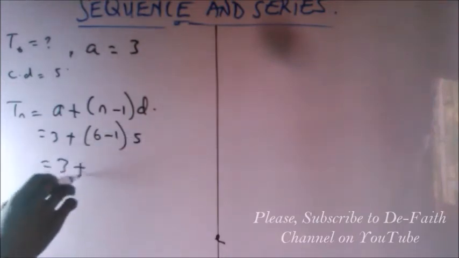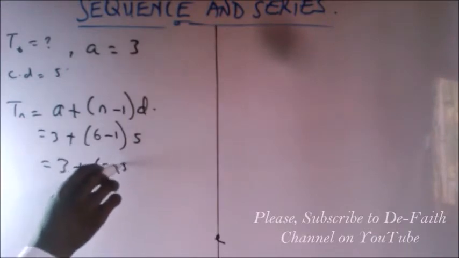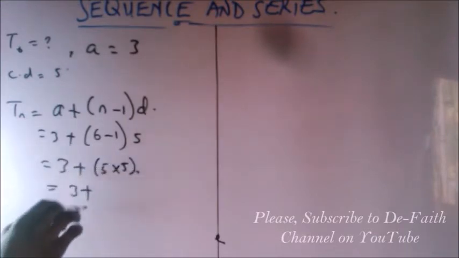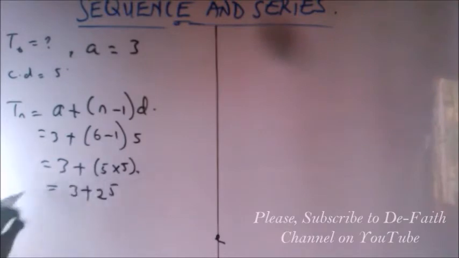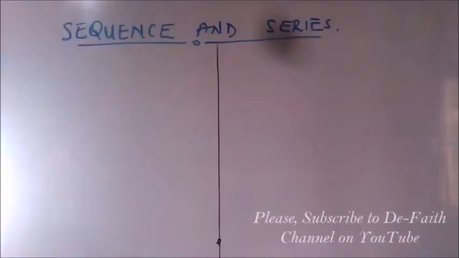And so we have 3 plus 6 minus 1, and that's 5, multiplied by 5. And so we have 3 plus 5 times 5, that's 25. Hence, the sixth term is equal to 28. Next, we want to solve questions on sequence and series.